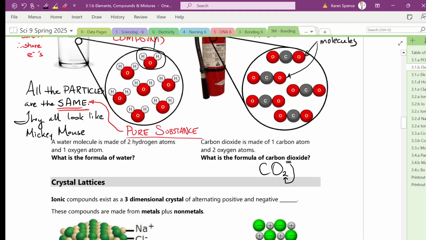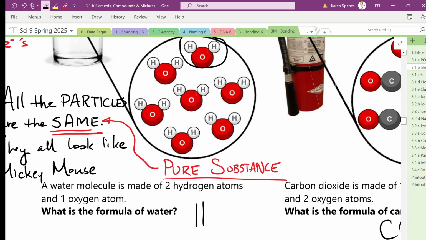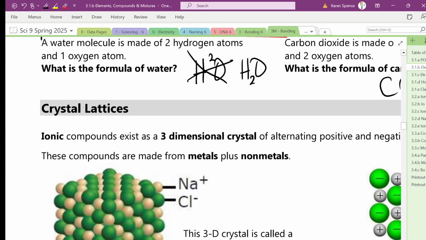All righty. Oh, while we're here, what is the formula for water? H2O. Hopefully we all knew that one. Is it H2O or is it H2O? H2O. It's H2O, not that one. Okay? The little 2 has to go down at the bottom. Okay?